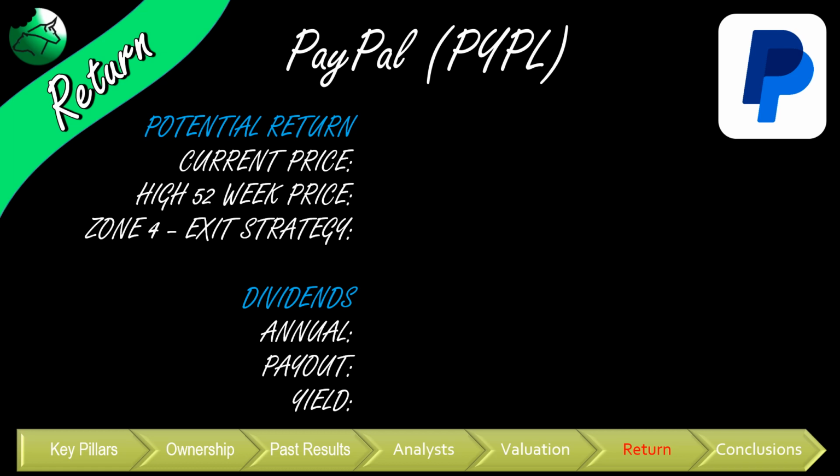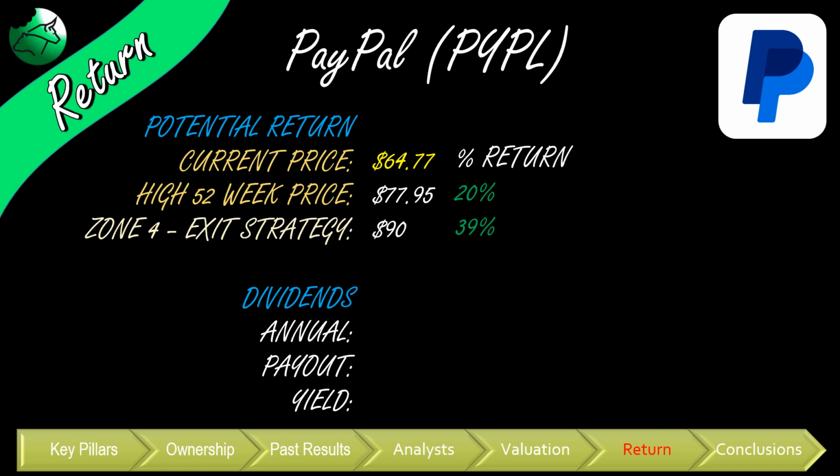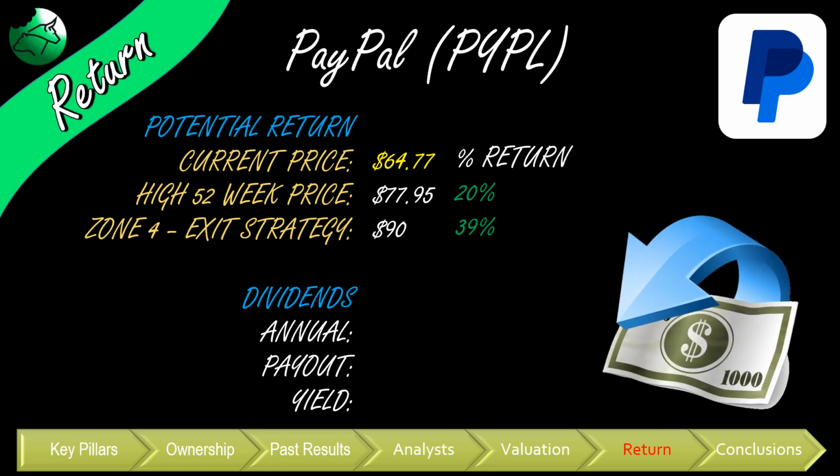In this next section, we're going to find out what our potential return would be if we bought at today's price, which is $64.77. If the share price was to hit the 52-week high of $77.95, we could see a return of 20%. Whereas if we were to hit zone 4 in our exit strategy, we could see a return of about 39%. PayPal isn't a dividend stock, so other than a token 10 cents per share, we're not going to see a big return on this front.